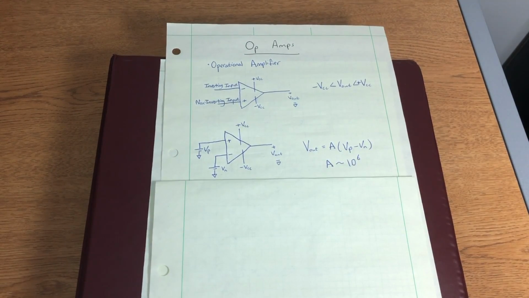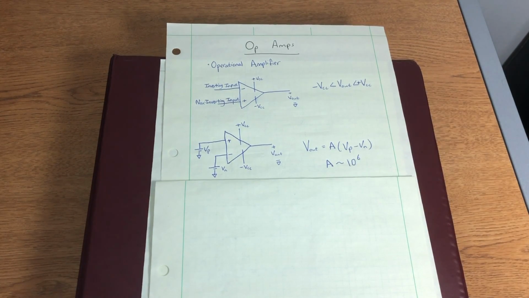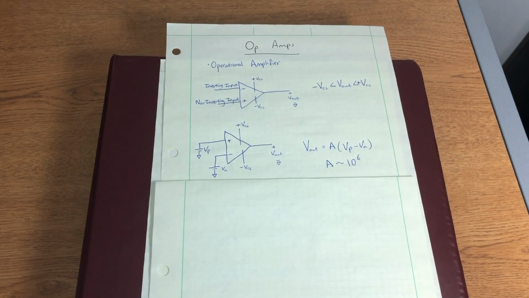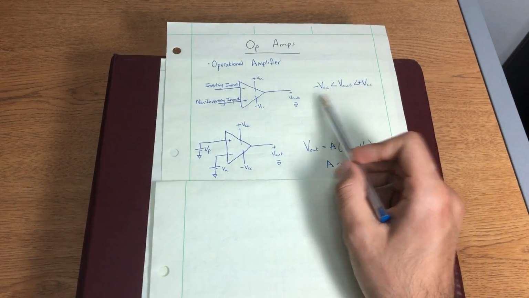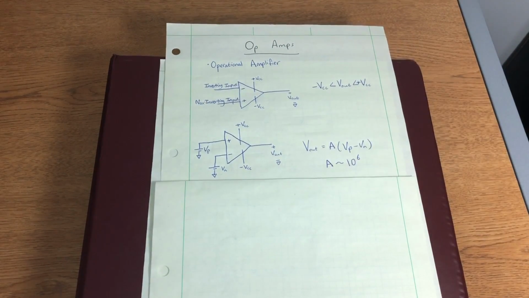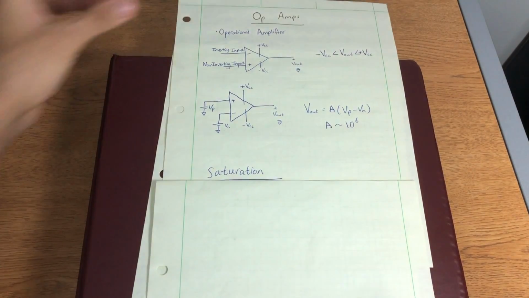And our amplification factor A is usually on the magnitude of 10 to the power 6, which is huge. Now, if you think about it, even if our Vp minus Vn is something small, like 0.1 volts, our Vout is still going to be 10 to the power 5, which is almost always not going to be in this range. We never have supply voltages on the magnitude of 10 to the power 5. So what happens now? Well, this is something called saturation.